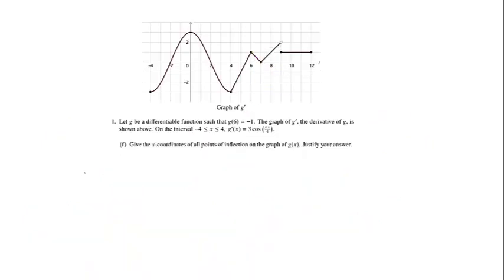All right, part F, it says, give the x coordinates of all points of inflection on the graph of g of x. One thing I just want to point out is that all the other parts had so many tricky parts, but this is just a nice straightforward one. If I want points of inflection, I need a g double prime chart. If I'm at g prime, I'm going to be looking at the slopes.